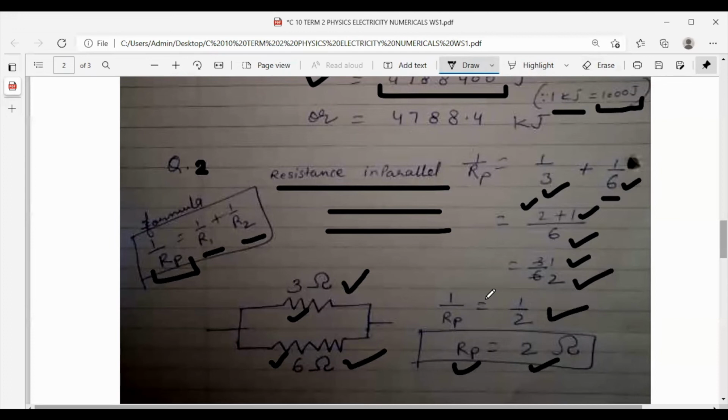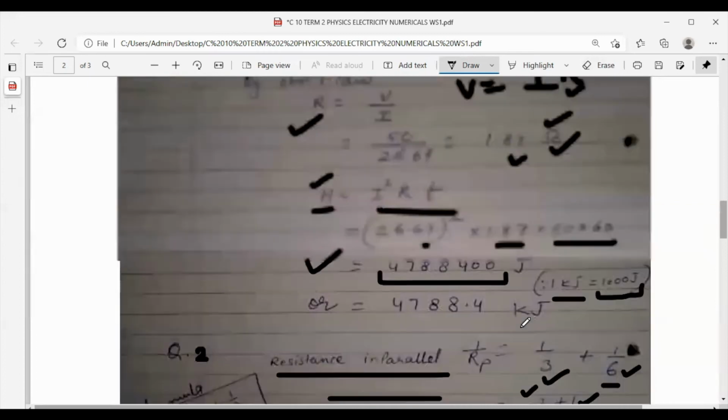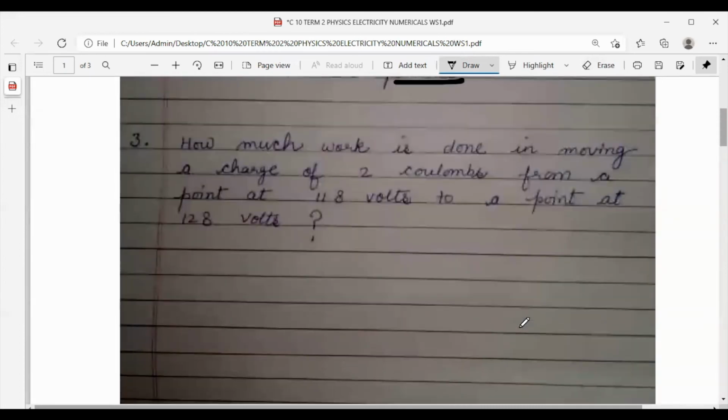So is this easy? Yes, same way if you have any question related to resistances connected in series, you are going to apply the formula for resistances in series. I'll try to take questions related to that also. So till now we have done these two questions, and now we'll be moving on to the next question, that is our question number 3. What is your question number 3?